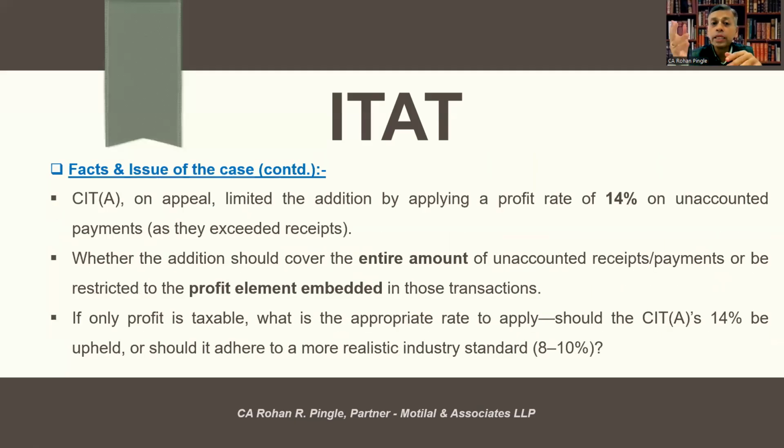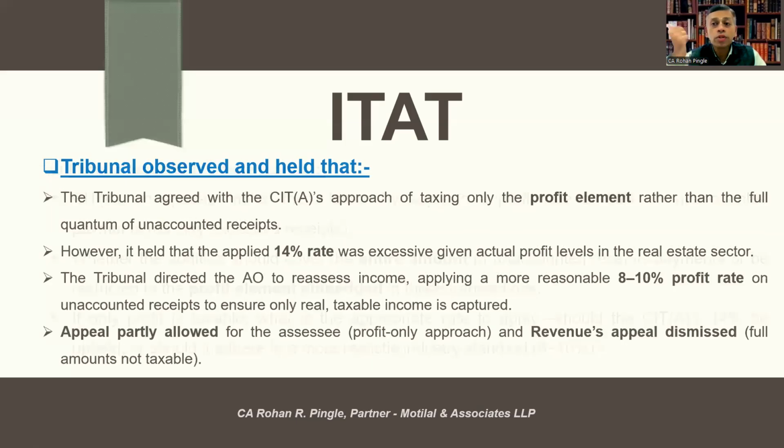The CIT appeals, on appeal, limited the addition by applying a profit rate of 40% on unaccounted payments as they exceeded the receipts. The issue was whether the addition should cover the entire amount of unaccounted receipts or payments or be restricted to the profit element embedded in those transactions. If only profit is taxable, what is the appropriate rate to apply? Should the CIT appeals 14% be applied, or should it adhere to the more realistic industry standard of 8 to 10%? So let's see what the tribunal observed and held.